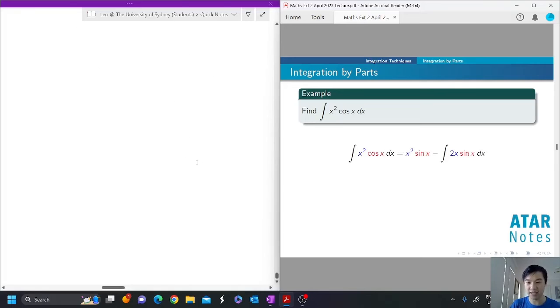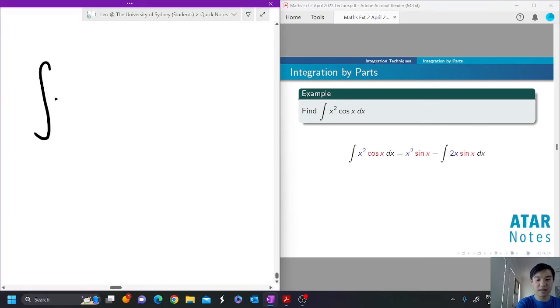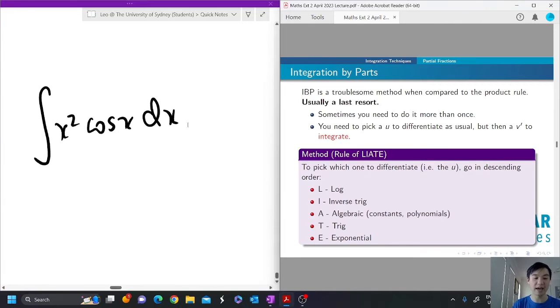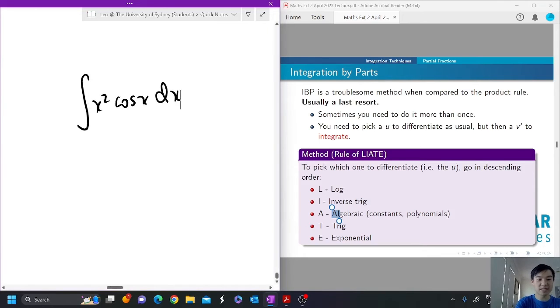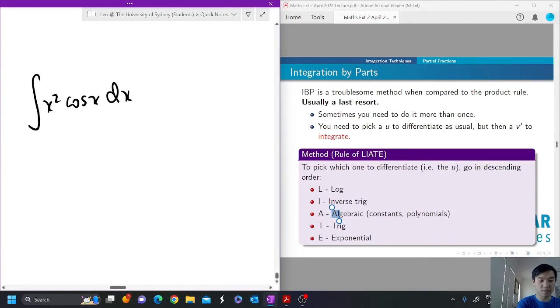So let's say we wanted to integrate x squared cos x, like that. Using LIATE, which one has priority to be u? Well, algebra is on top of trig. So x squared is algebra, cos is trig. Algebra has higher priority. So we're going to let u be x squared, and we're going to let v dash be equal to cos x.